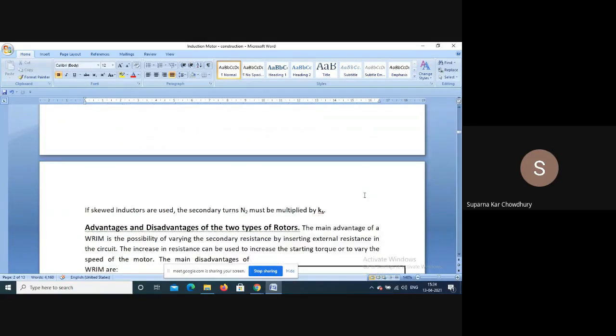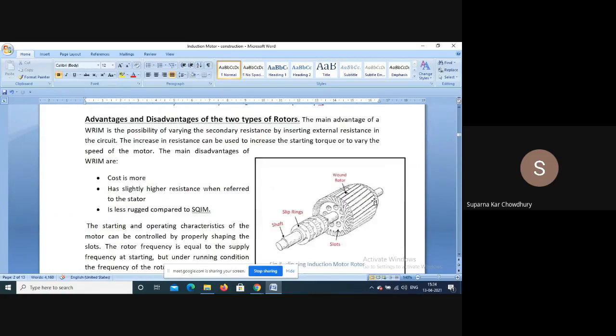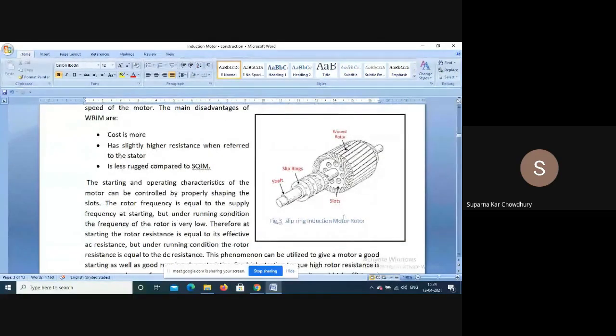Now, one advantage and disadvantage of the two rotor types. Now this one is a picture of the slip ring rotor. Here also we can have skewing. So this is the winding, then this is the slip rings, this is the shaft.